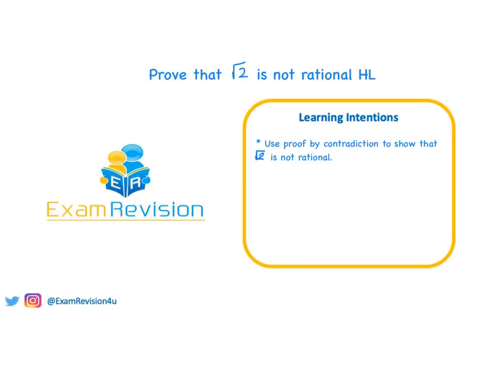In our video, we used proof by contradiction to show that root 2 is not a rational number.